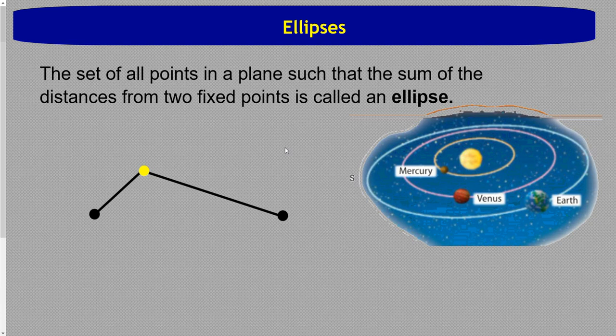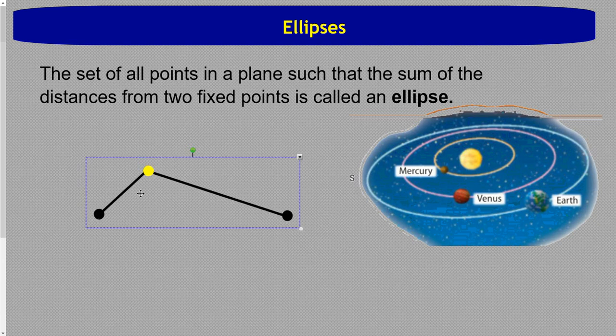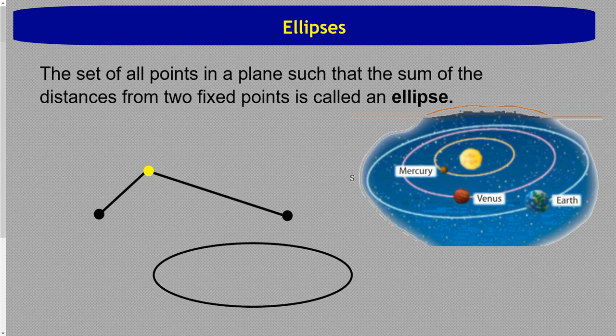The best way I have to describe this is if you had two nails with one string between them, but there was some slack in the string, and then you put your pen inside the string and pulled it tight, everywhere you could draw would be an ellipse. You could go outside both of these black points, and you would create what's called an ellipse. Something like this.